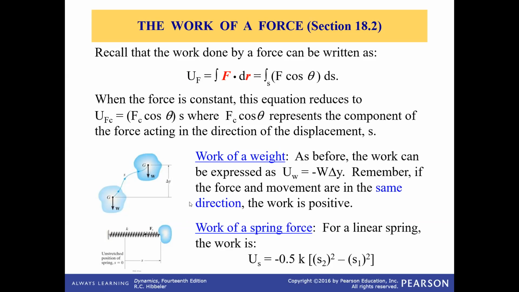A couple of special forces for the work done. One is the weight. Work done by weight is equal to minus W delta y, because the weight is only in the vertical direction. So if you do F times dr, you just focus on the y component, so you take delta y. Gravity always points downward, so you get a minus sign there, minus W, indicating the direction.